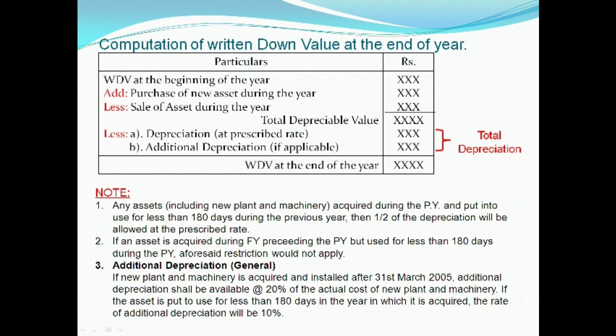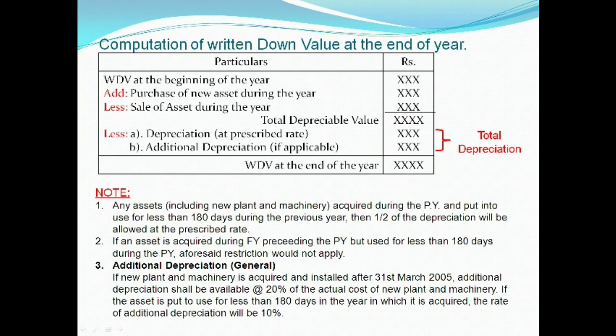While calculating additional depreciation, we need to remember certain points. One is that the particular fixed asset should be used for production or manufacturing of any articles. For example, plant and machinery can be used for production or manufacturing activity. Second, if any asset is used for manufacturing or production activity, for that particular asset we are going to charge the fixed rate of 20%. And if that particular fixed asset is used in the previous year for less than 180 days, then we are going to charge 10%, that is half of it.